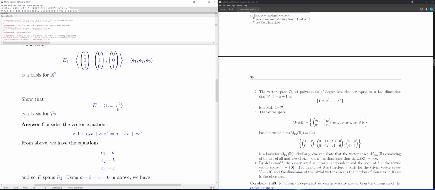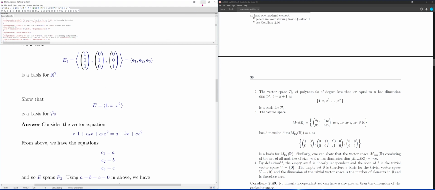Because you have 3 elements in this basis here, right? Okay, and more generally, one thing you want to note is if I have polynomials of degree at most 2, the dimension isn't 2. The dimension is in fact 3, right? So 2 plus 1, right?